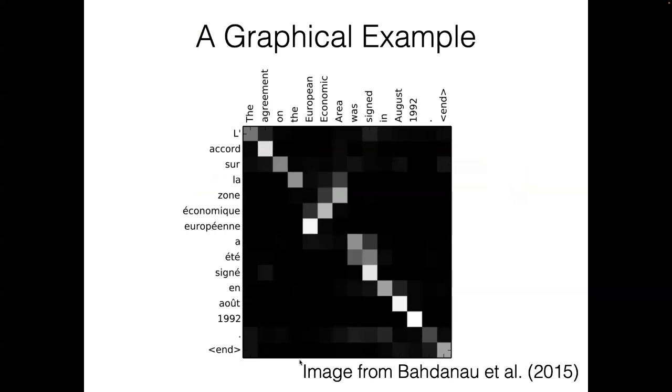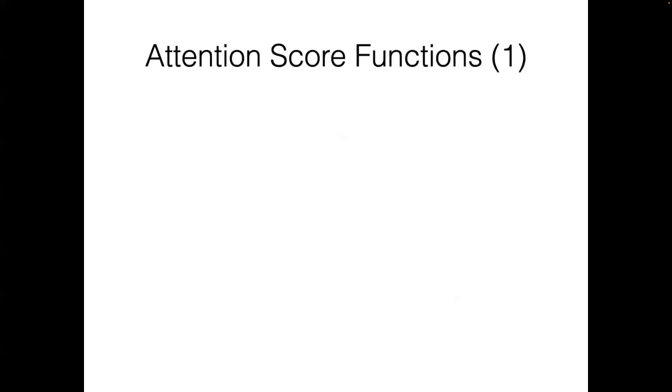And then here's the example that we saw last time. So again, on the left here, we have the French sentence. On the top, we have the English one. And then you can see the different attention scores. And here, brighter means a higher attention score. Okay, any questions about this so far?